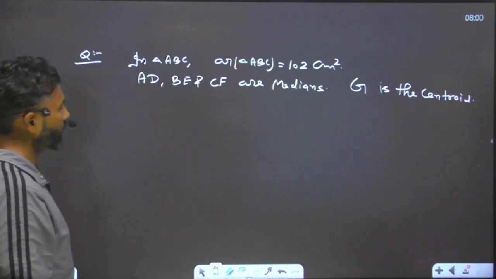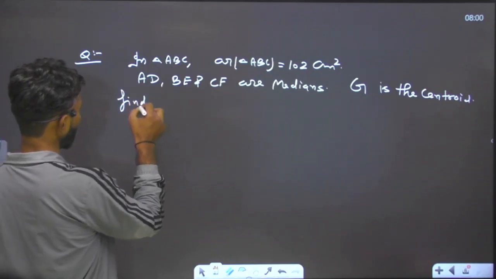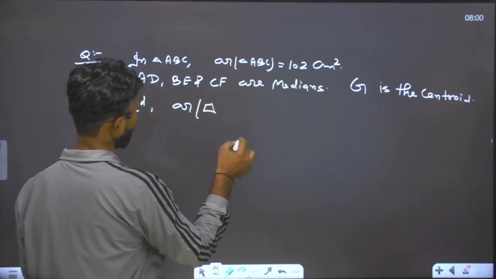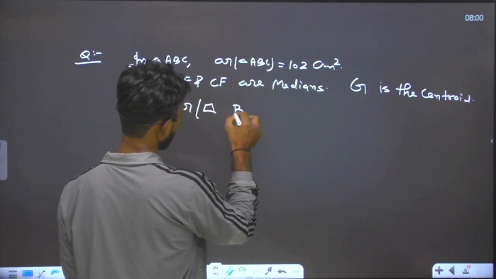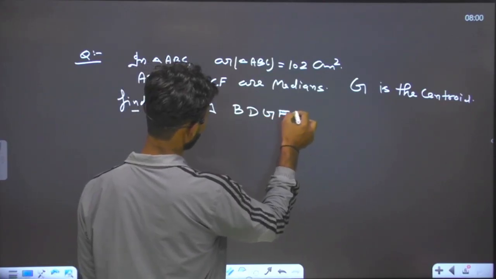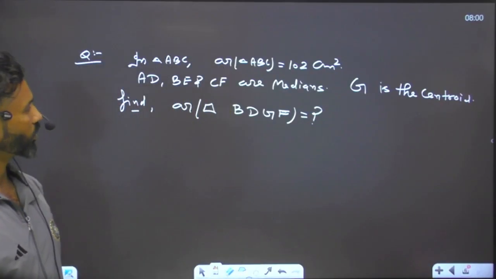So we just have to calculate the area of quadrilateral BDGF. We have to calculate the area of quadrilateral BDGF. This is quite an easy question.